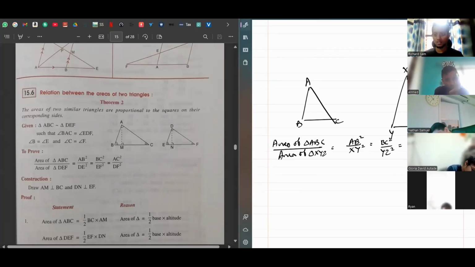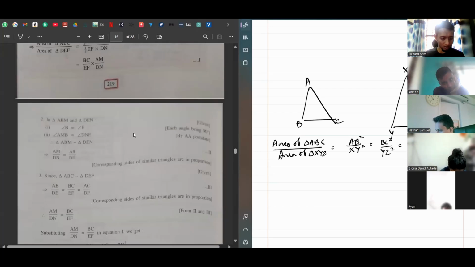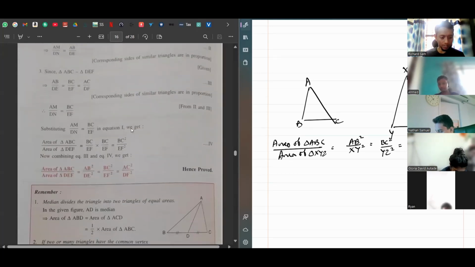Ryan, you just joined. We just saw the relationship between area of two similar triangles. The ratio of the two triangles' areas will be equal to the ratio of any of the sides squared. Just look at this and see if you have understood it. Write it down, the rest of you. All of you write it down.